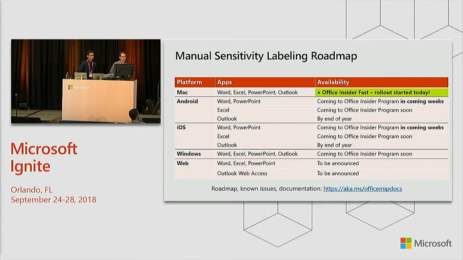All right, super. And this is hopefully the answer to your question. I'm sure several of you are anxious to start using that now in the Mac or the iOS or the Android apps. So we have started the rollout of the native sensitivity feature that I just demoed on Mac to the Insider Fast Ring this week. So you can come back from your Ignite trip next week, get back to the office, get into the Insider Fast Ring, and you can start testing out this functionality in Word, Excel, PowerPoint, Outlook on Mac.